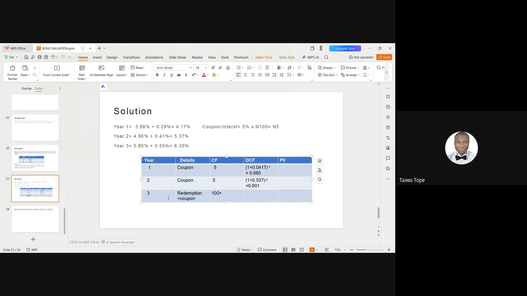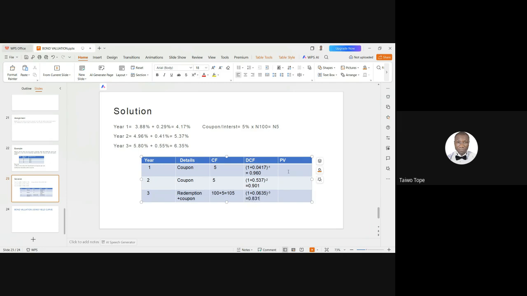100 plus 5. This will give you what? 105. So your discounting value will be what? 1 plus 0.0635 to the power of minus 3. This will give you what? 0.831. So this will be equal to 0.831.